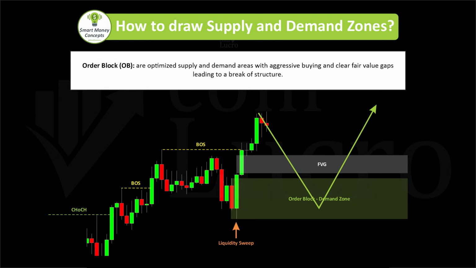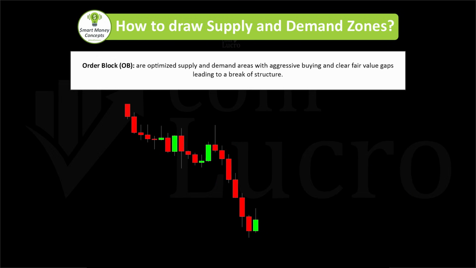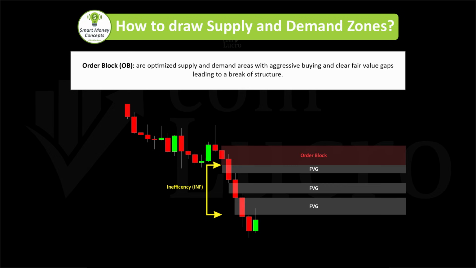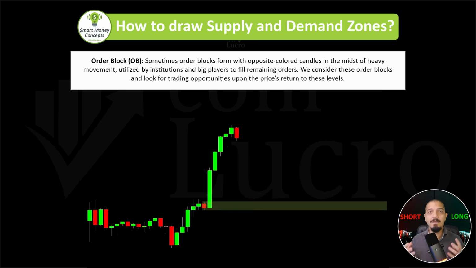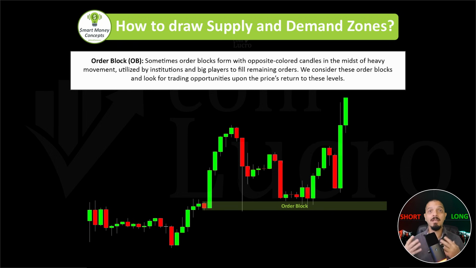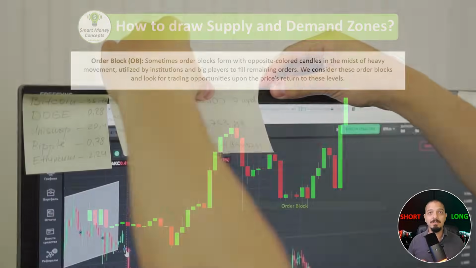As the price corrects, we enter positions when trading opportunities arise. If the last candle creates inefficiency, we place the stop above the swing high for protection, expanding our trading zone and stop. Sometimes, order blocks form with opposite colored candles in the midst of heavy movement, utilized by institutions and big players to fill remaining orders. We consider these order blocks and look for trading opportunities upon the price's return to these levels.